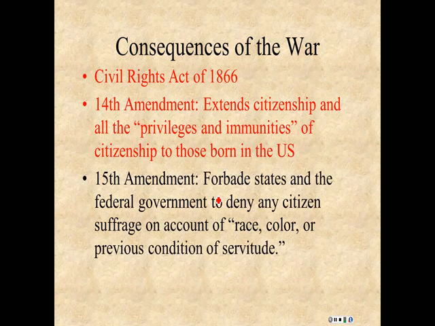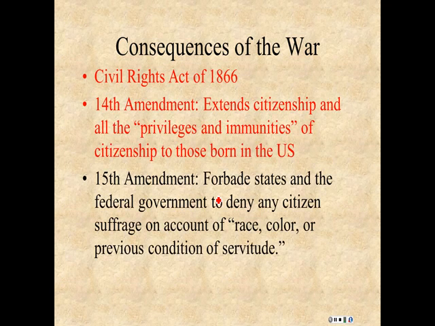The 15th Amendment, of course, forbade states and the federal government to deny any citizen suffrage on account of race, color, or previous condition of servitude, extending the vote to blacks. But again, blacks don't get the vote in practical terms until the Voting Rights Act of 1965. Some blacks do, some blacks don't, but most African Americans are denied the vote all the way up until the 1960s. In the South, I'm talking about the South.